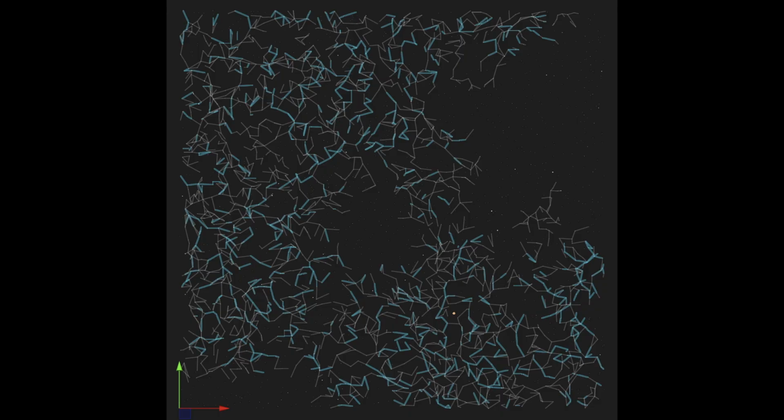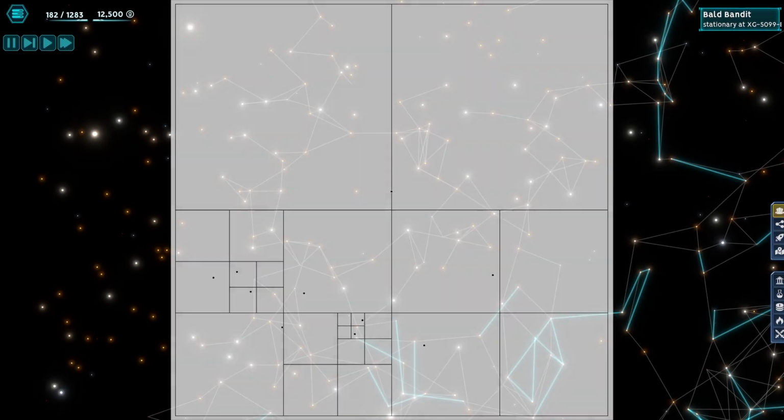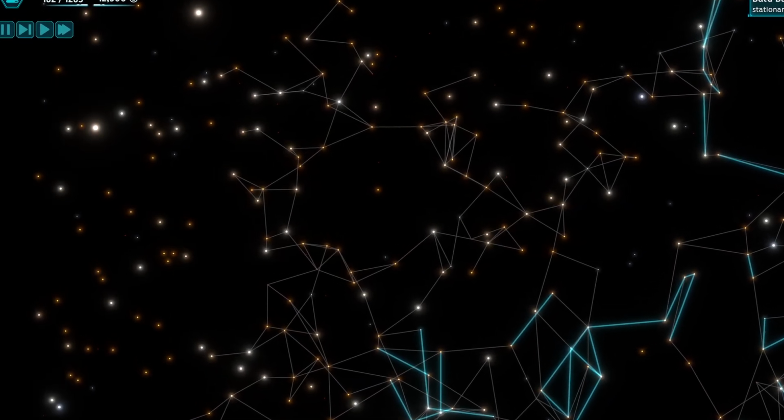The classic solution? A quad tree. Think of it like this. The galaxy map is repeatedly divided into 4 smaller and smaller sections, a process that continues until each section, or quad, only contains a few stars. This data structure lets me query for nearby stars by only checking the same quad and its neighbors. Instead of 1,000 distance calculations, I'm now doing about 20.